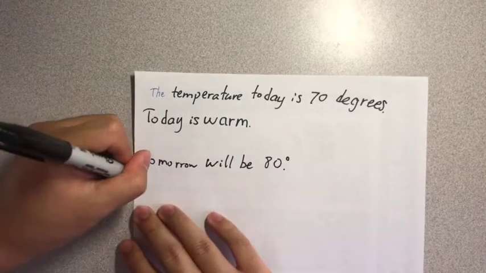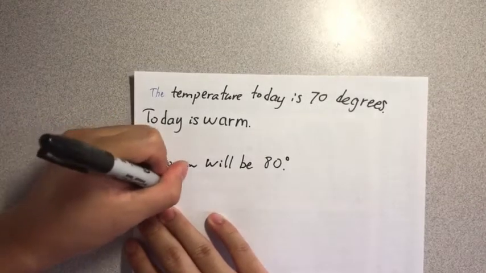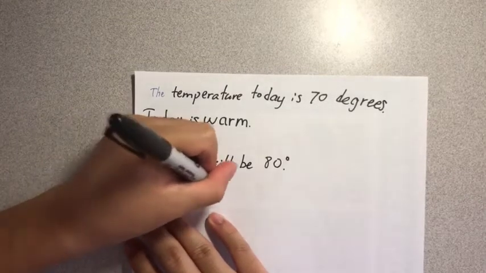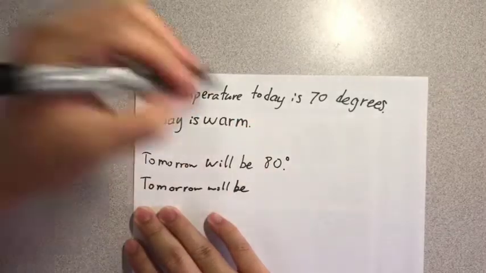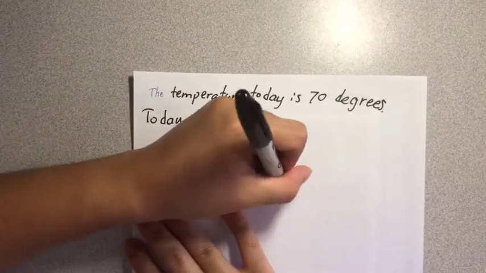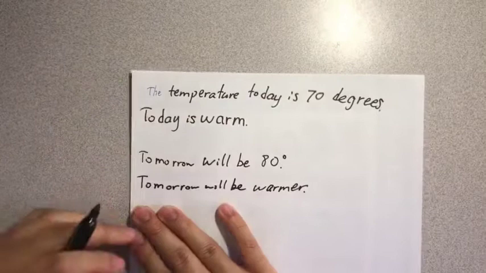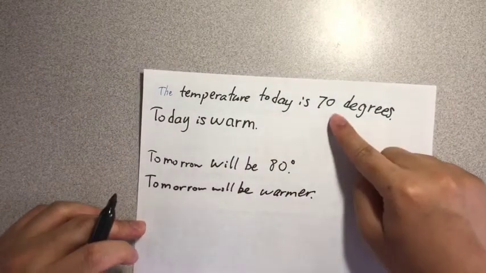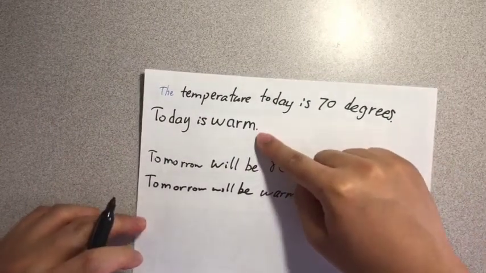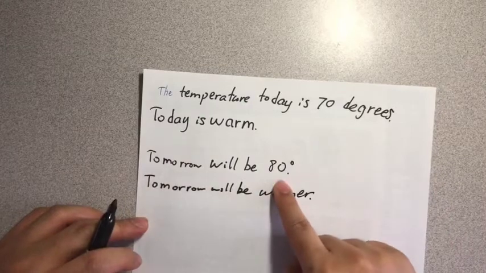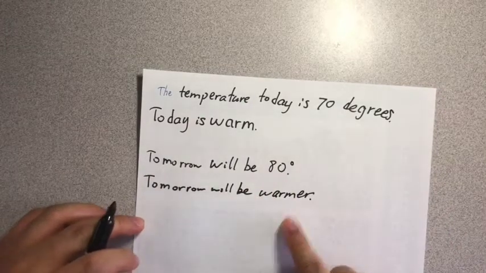So, tomorrow will be warmer. Today is 70 degrees. Today is warm. Tomorrow will be 80 degrees. Tomorrow will be warmer.